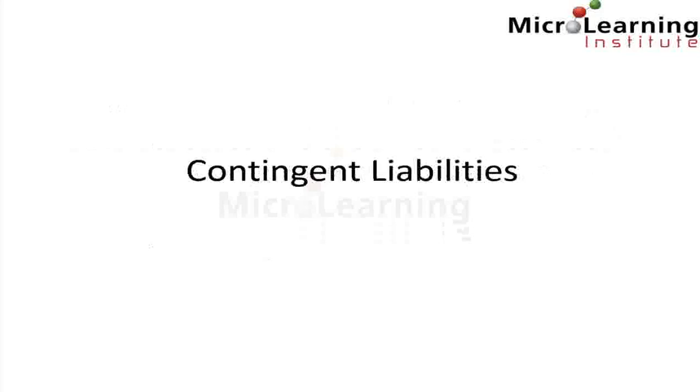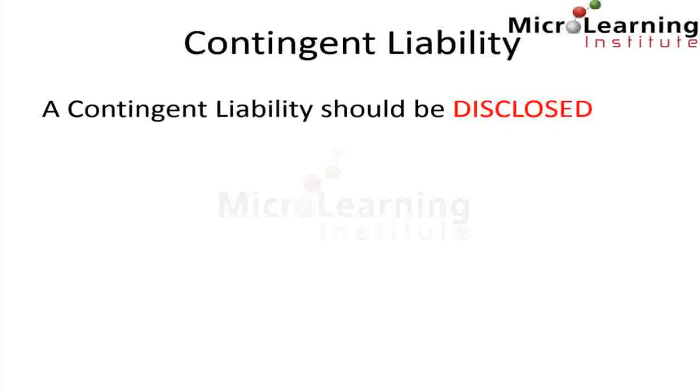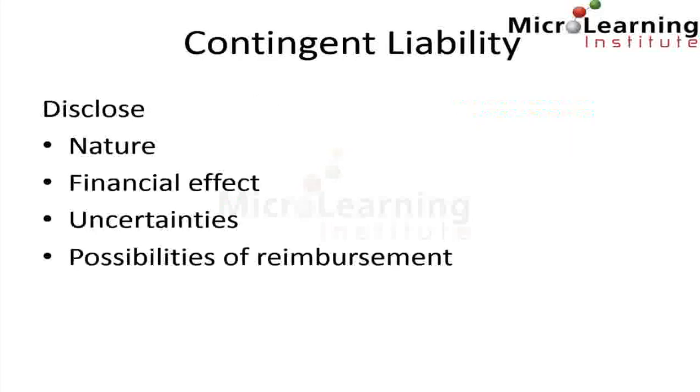Next, we look at what IAS 37 says about contingent liabilities. A contingent liability is defined as a possible obligation, or as a present obligation where outflow is not probable, or as a present obligation where the outflow cannot be measured reliably. A contingent liability should be disclosed. We disclose the nature of the contingent liability, its financial effects, any uncertainties, and the possibilities of reimbursement.